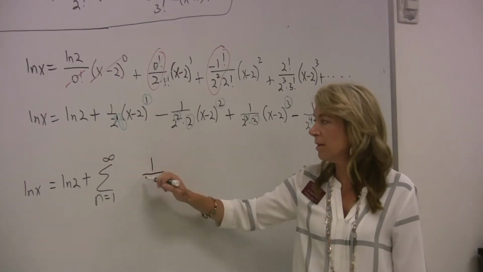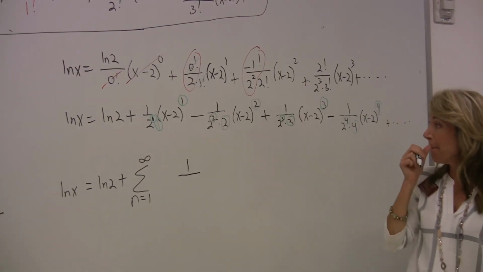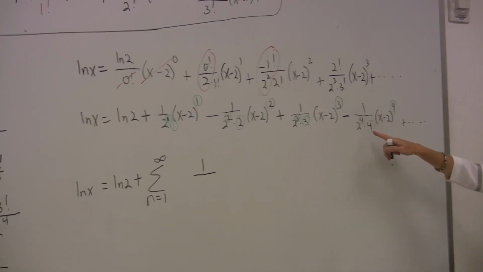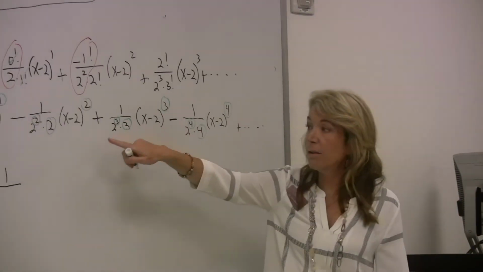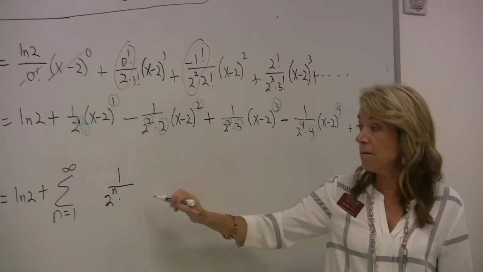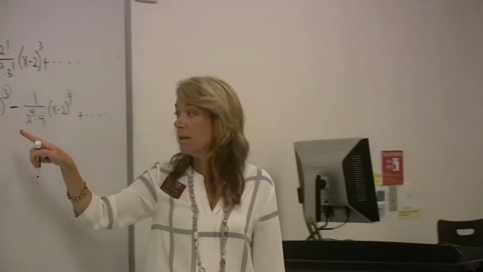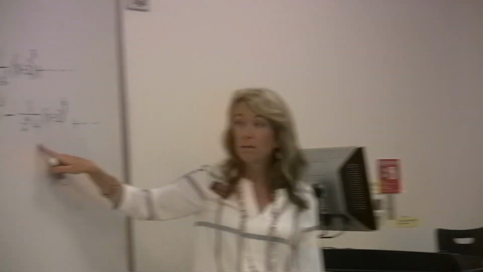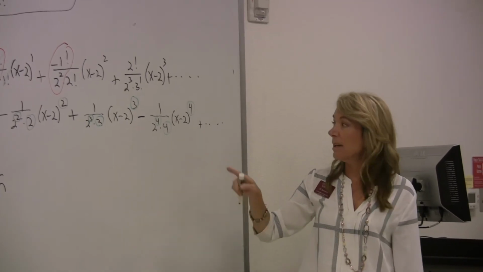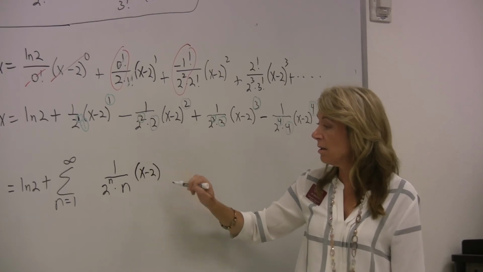Forget the signs for the moment. The denominator is going to be, what does every single one of them have? 2 to the 4, 2 to the 3, 2 to the n, right? 2 to the n times n, right? 2 squared times 2, 2 cubed times 3, 2 to the 4th times 4. The numerators were all 1's. We're going to get to alternating in a minute, so I left a little space there. And then I'm going to have x minus 2 to the n.